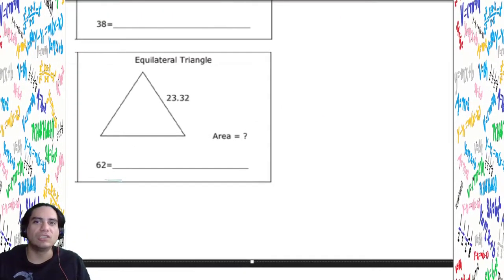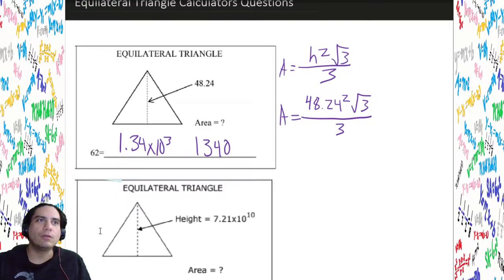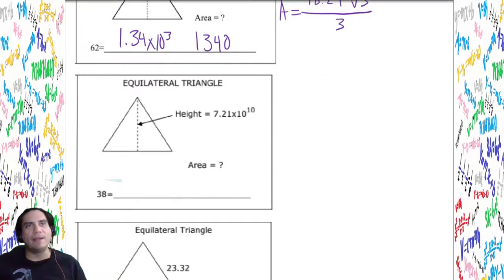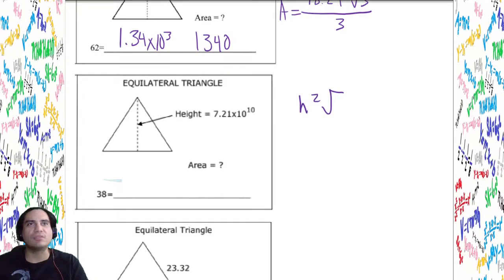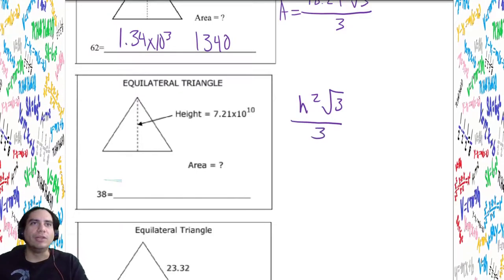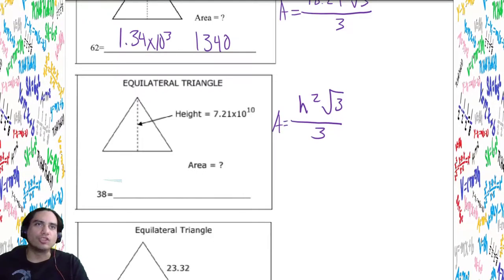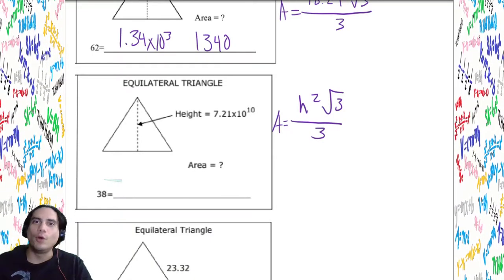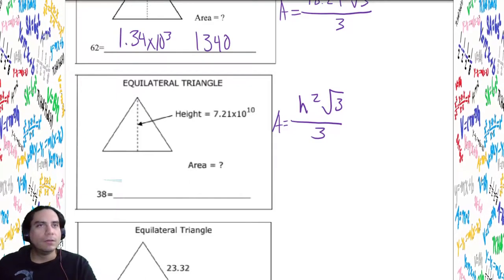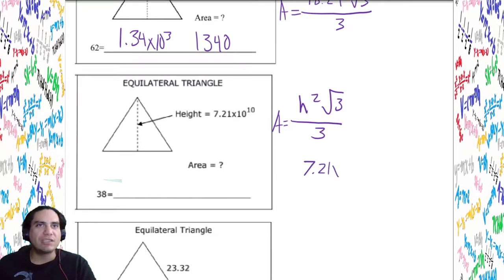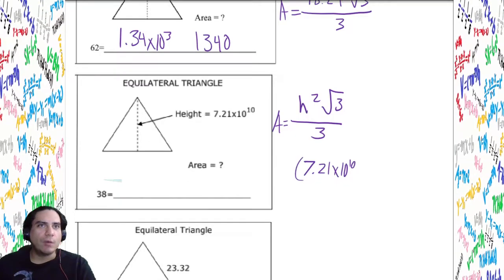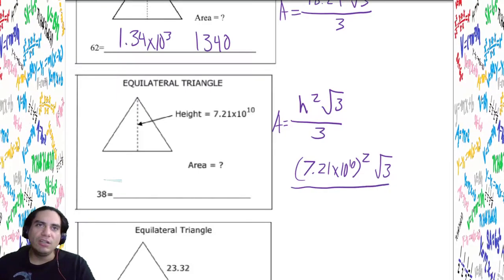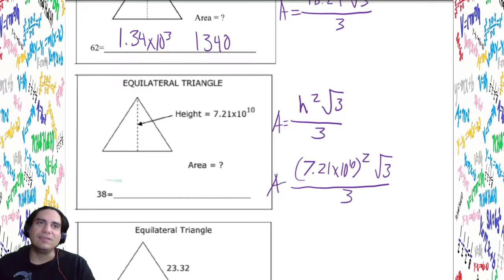All right, let's keep it going. We got another equilateral triangle right here. So let's take a look at this one. Another height. So we got height squared times square root of 3 divided by 3, and that's going to be the area of this equilateral. So let's start substituting some of this into this area formula. We got 7.21 times 10 to the 10th, and we're going to square that. Then we're going to find the square root of 3 divided by 3. And that gives us the area.